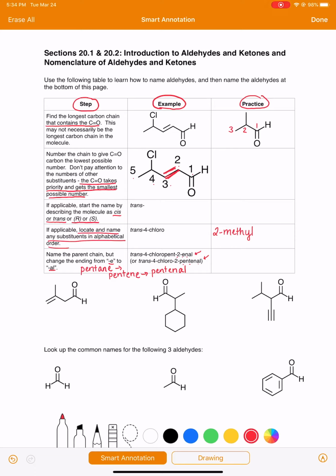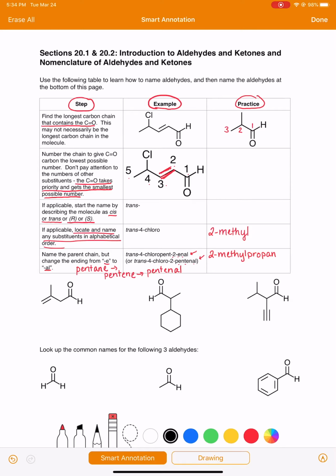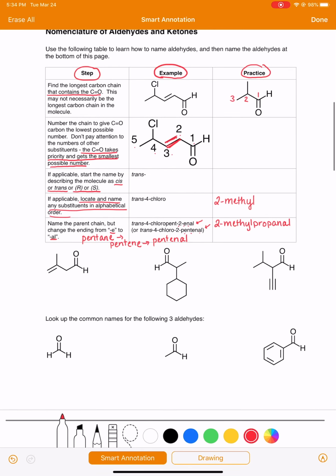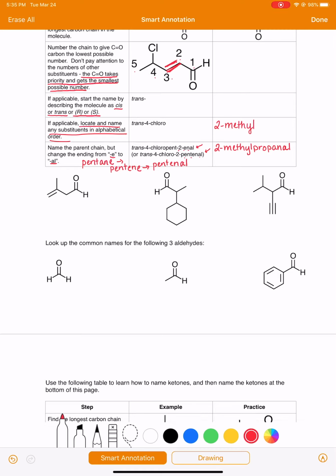This is a 3-carbon aldehyde, so that means that it's based off of the name propane. But we are going to drop the E and replace it with al. So this is 2-methyl propanal. Let's try a couple more examples.